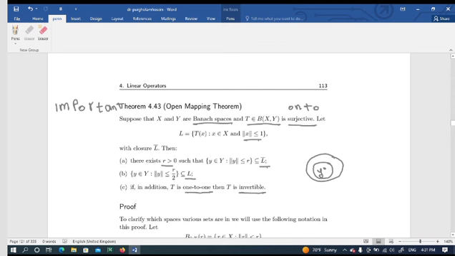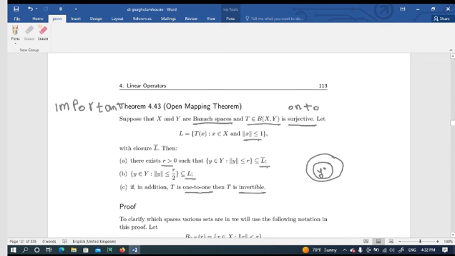And we denote the closure of L by L bar. Then there exists a real positive number R such that the set of all y with the norm of y less than R is in L bar. And the set of all y such that the norm of y is less than or equal to R over 2 is a subset of L.